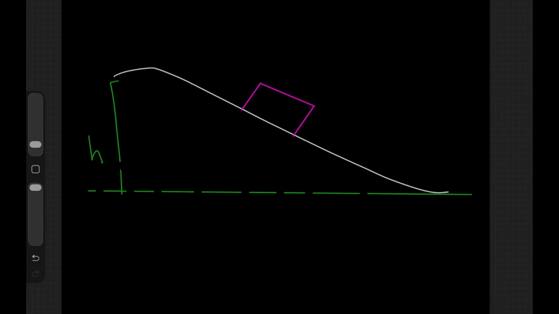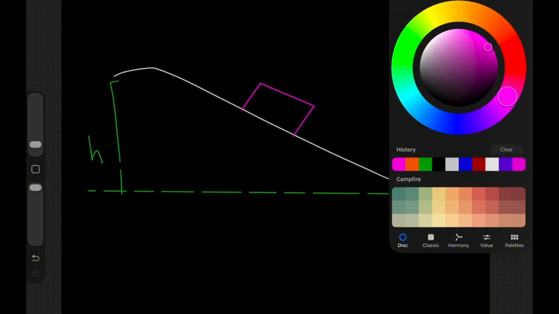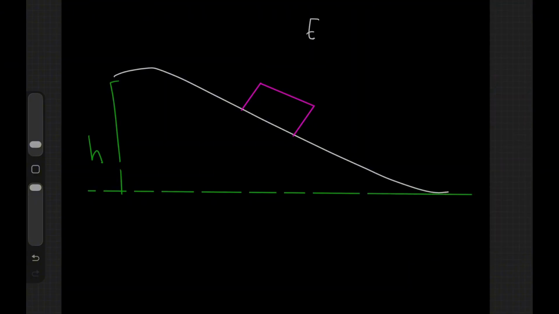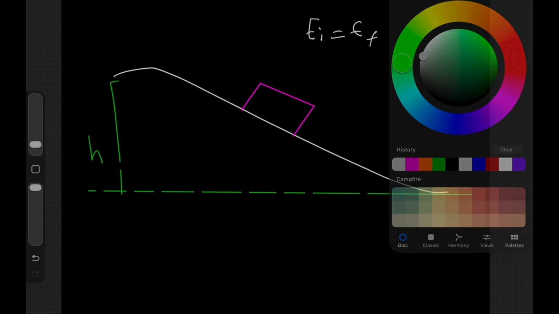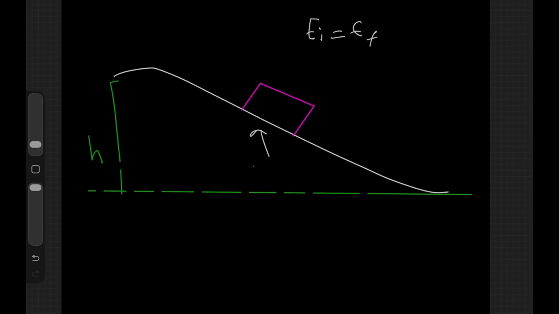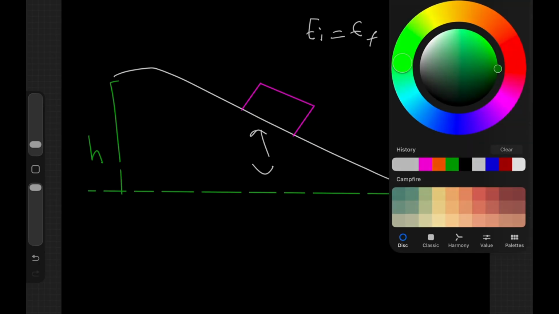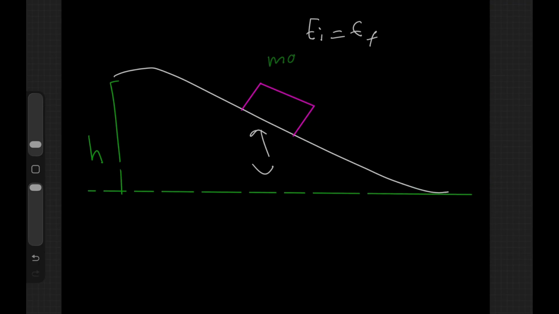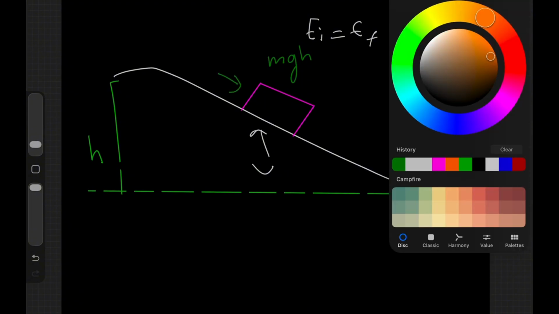So right here, we're looking at the block when it is in the middle of the run. So if we look at our EI equals EF equation, we actually do have gravitational potential energy because it does have a vertical distance from the surface of the Earth. So we do have mgh. But what we also have is kinetic energy because it is in translational motion down the slide. So we have both.